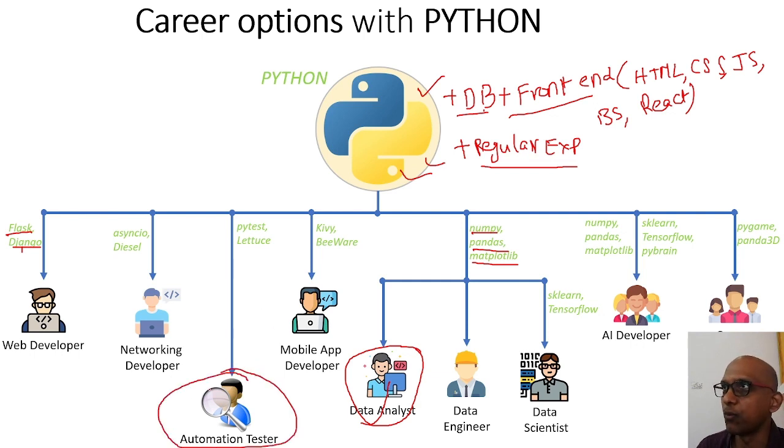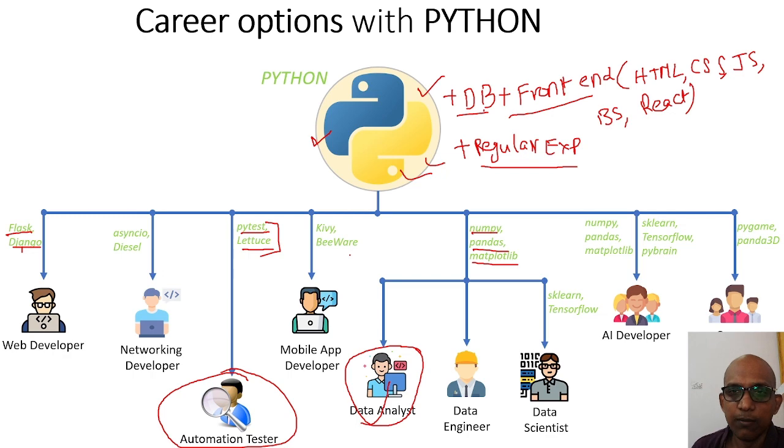For example, if you are interested in an automation testing job, what do you need to learn? You need to learn core Python for sure, and also frameworks called PyTest or Lettuce. If you learn these two frameworks, which are readily designed and developed for automation testing scripts, then you are good for testing jobs. So you can apply for automation testing here. Clear? These are some of the things we discussed yesterday.